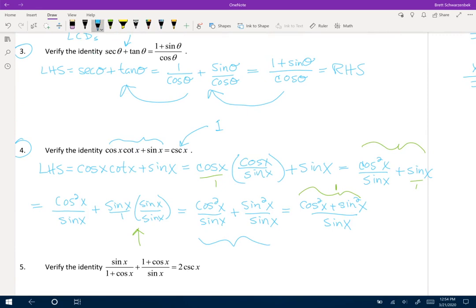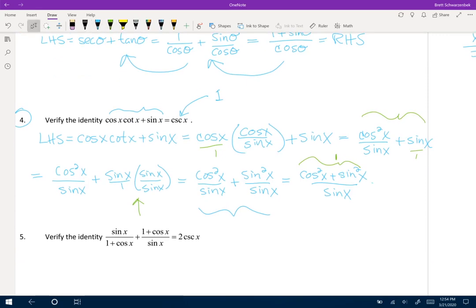If we continue on with the proof, and yes, they are getting long, we get 1 over sine x, which is a reciprocal identity for, you guessed it, cosecant x, which is our right-hand side, and we have the proof that we need.